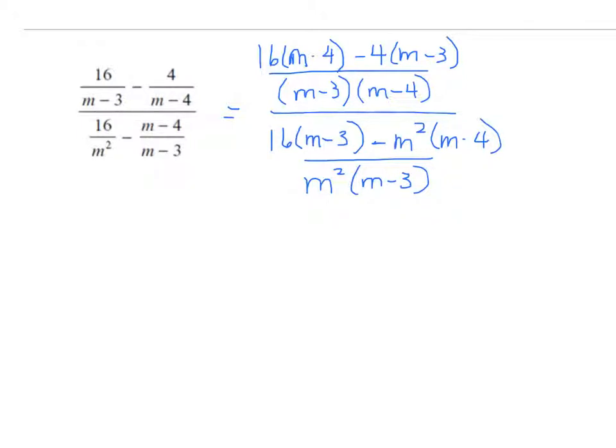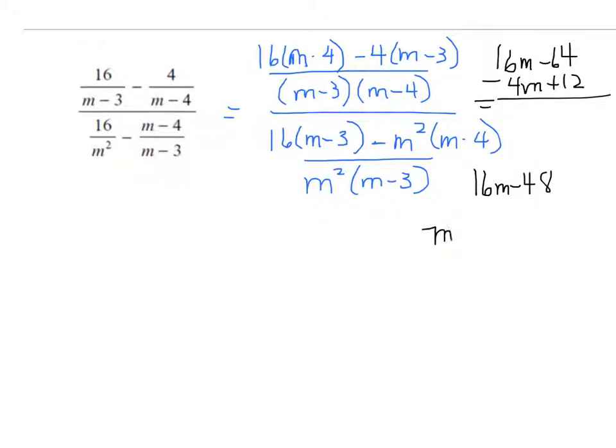Okay, so I have a lot of reducing and all that kind of stuff, simplifying. So I'm going to go ahead and multiply through this and get some things simplified on the top and bottom. In fact, I may just write them over here in black, just give myself a little work room. 16m minus 64 minus 4m plus 12. That's here on the top. On the bottom, I'm going to have 16m minus 48 minus m to the third plus 4m squared. That's down there.